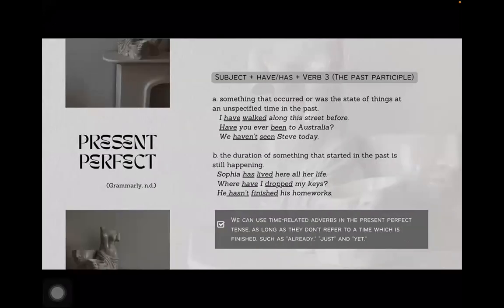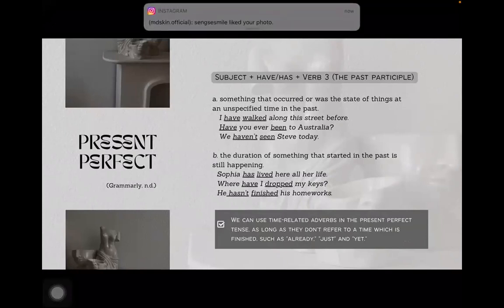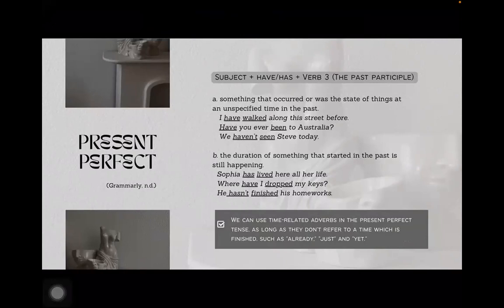Present perfect tense structure is subject, have, has, past participle. It refers to an action or state that either began in the past and continues to the present time, something that occurred or was the state of things at an unspecified time in the past, and the duration of something that started in the past and is still happening. We can use time-related adverbs in the present perfect tense as long as they don't refer to a time which is finished, such as already, just, and yet. For example, I have already read this book. Have you called the police yet?